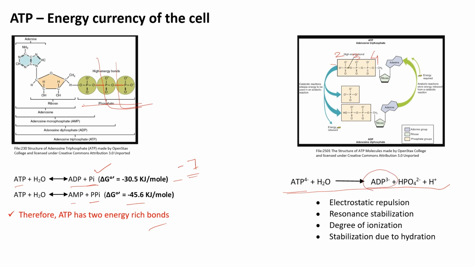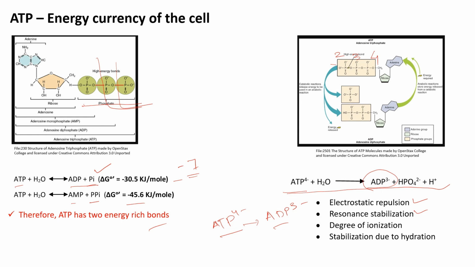So the first factor that favors the forward reaction is electrostatic repulsion. If we compare ATP 4 minus and ADP 3 minus, which will have more electrostatic repulsion? Definitely 4 minus, because it has 4 negative oxygens. So repulsion will be more in ATP compared to ADP. So electrostatic repulsion is the first factor that favors the release of energy or dissociation of ATP into ADP and Pi. Now, second is resonance stabilization.